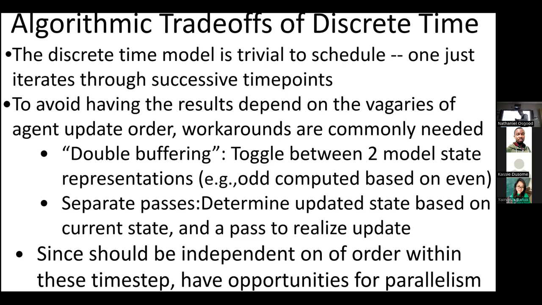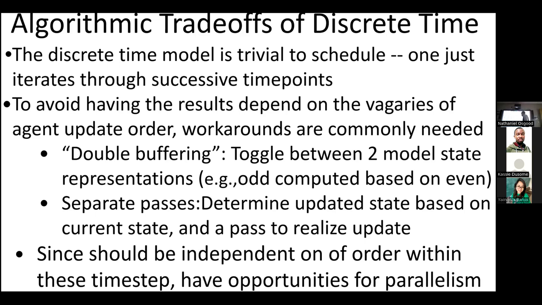As things are updating, you're not updating the current situation, you're updating the next one. So you alternate between these two representations: one is the current situation, the other is the next, and then next time you switch it around, update that situation, and alternate between them.